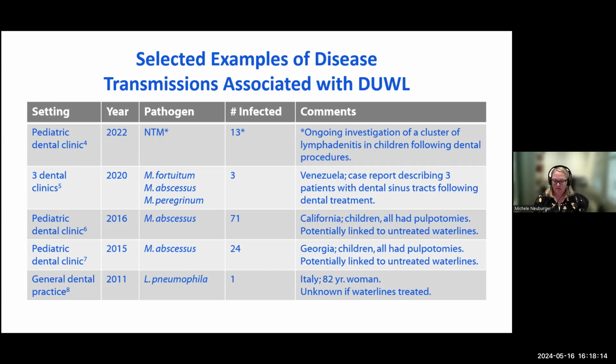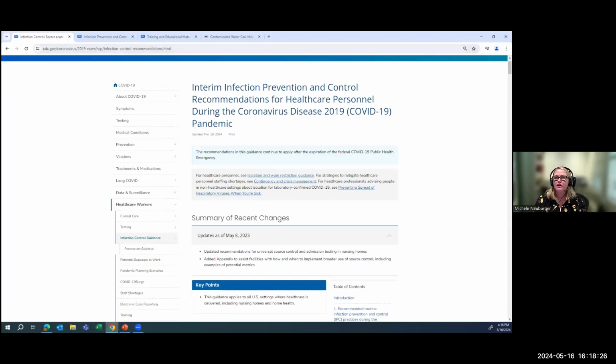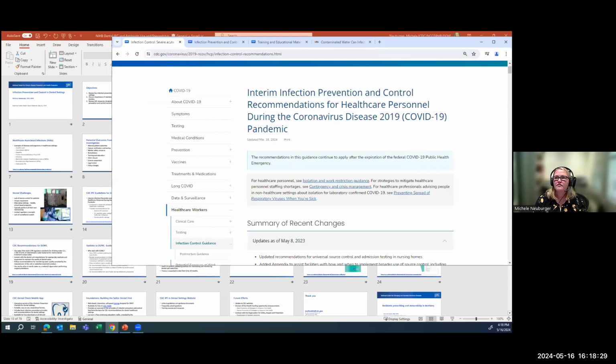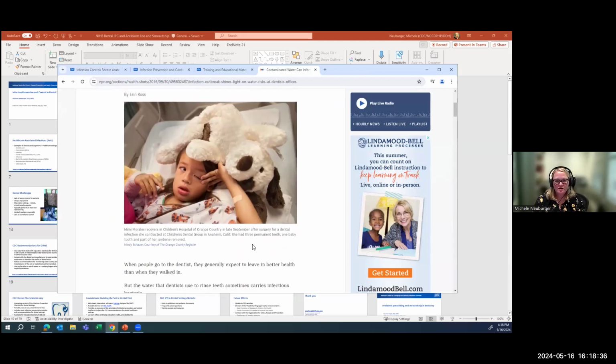And actually, sometimes I like to share my screen. I didn't put a picture of this up, but this is an article from NPR. Here is an outbreak that was on NPR that shows this young girl did contract an infection after she received dental care at a clinic in California, and she had 3 permanent teeth, 1 baby tooth, and a part of her jaw removed as a consequence of that infection.